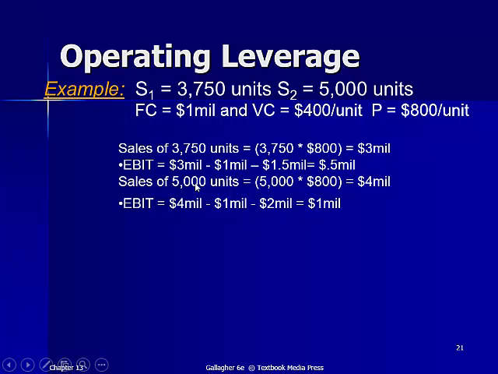Now we go to year 2, when we expect to sell 5,000 units. Our revenue is 5,000 units times $800 per unit, or $4 million of total revenue. Our operating income is $4 million minus that same $1 million fixed cost number, because it is fixed, minus $2 million in variable costs, because our variable costs are now equal to 5,000 units times $400 per unit. So our operating income in year 2 is now $1 million.